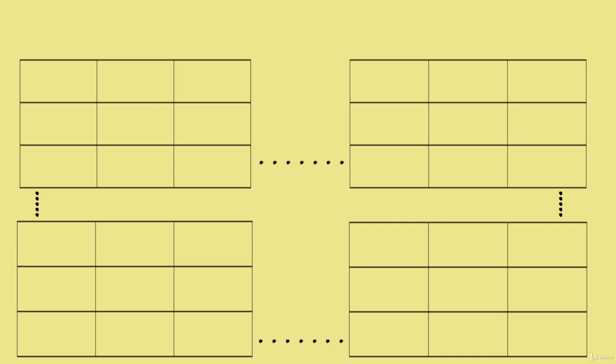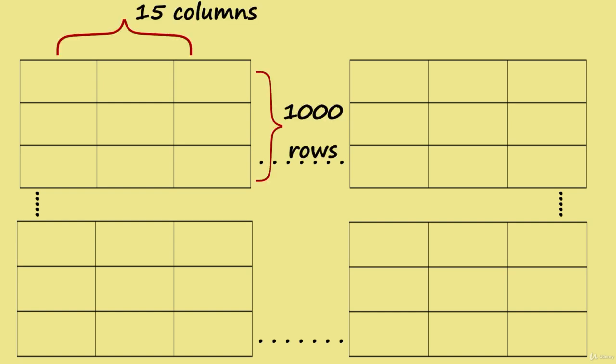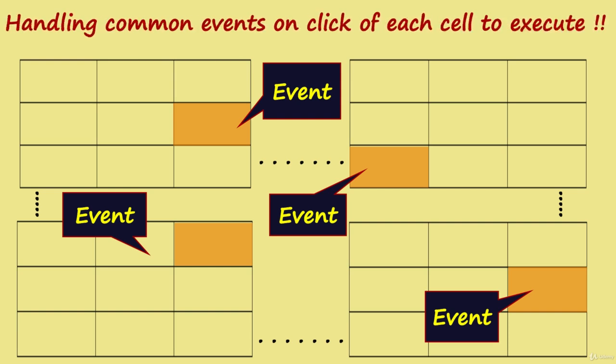For example, you have a table of 1000 rows and let's say 15 columns, and you want to execute some common job on click of each cell. Can you even think about giving a click event handler to each cell? The answer is absolutely no. I guess now you can understand why event delegation is so useful.